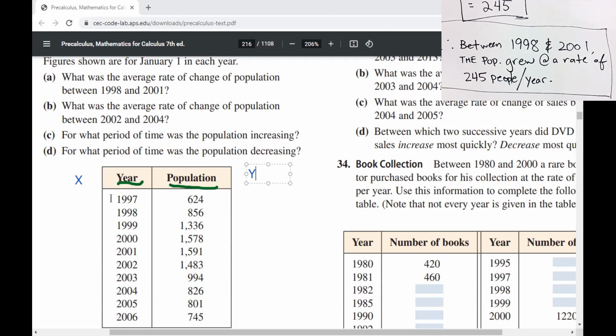So you start from 1997, right? Oops, sorry about that. Honestly, I don't know how to get rid of it. Let's just put it like that.